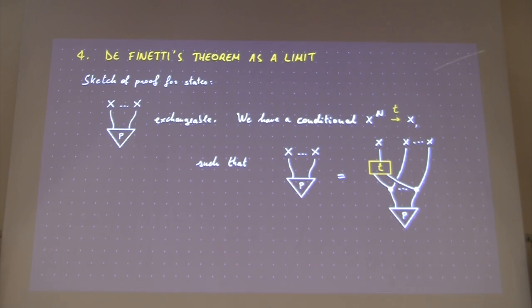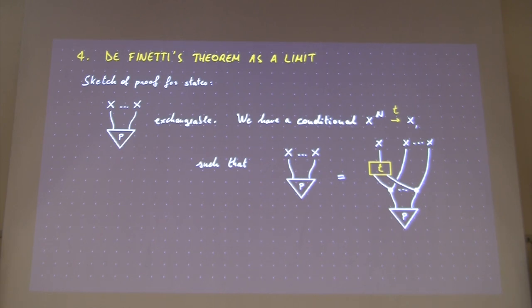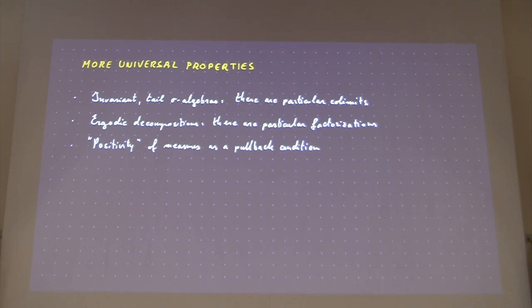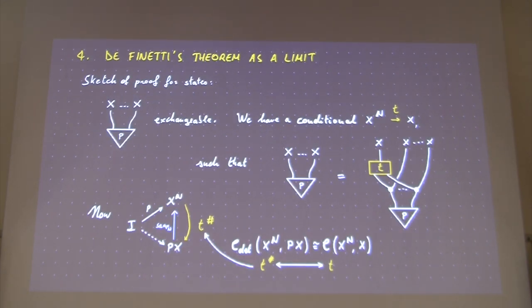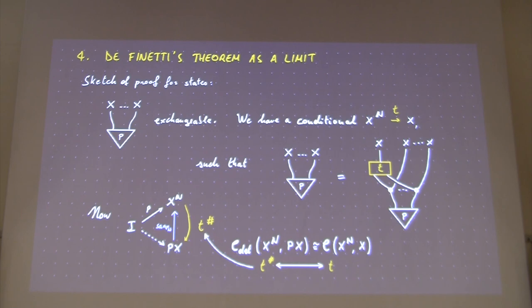And this is just by using the axioms of the Markov category. And that's basically it. Now, this map T, under the universal property of Kleisli, is the same thing as a deterministic map into Px. We put it here, and now you can prove that every exchangeable morphism P factors uniquely through here by just post-composing with this T sharp.